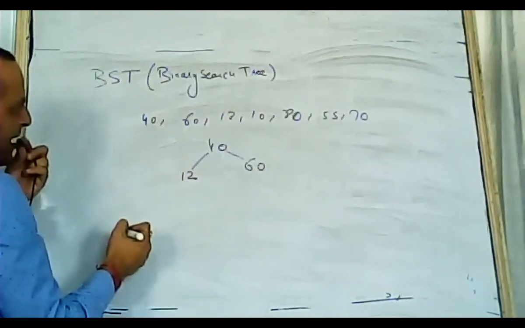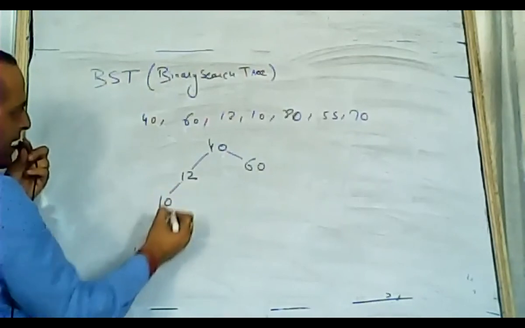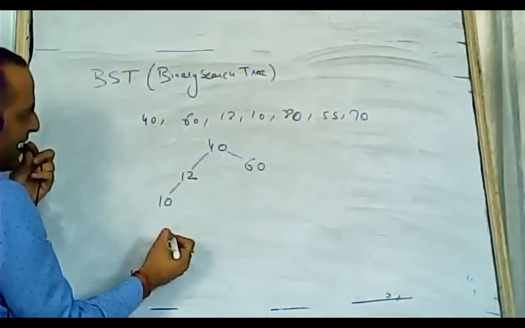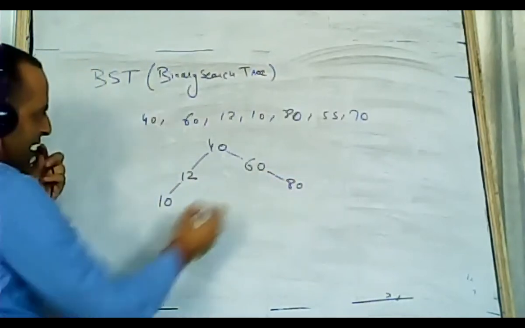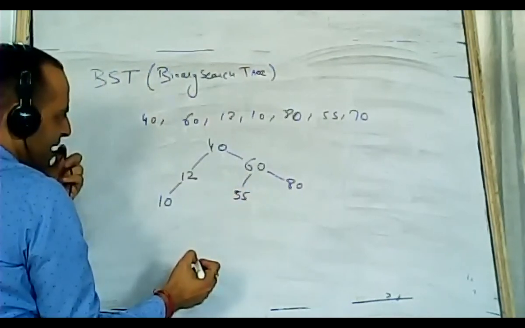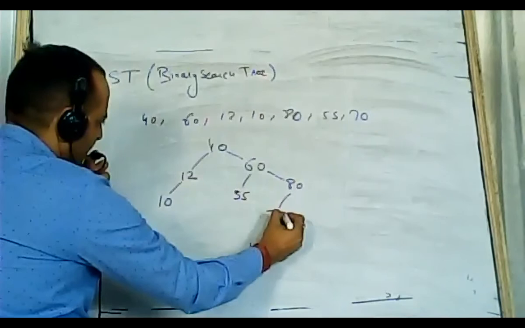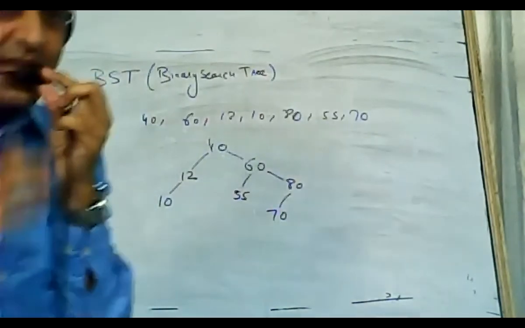Where will be 10? 10 is left of 12, at the left of 12. Where will be 80? Right of the 60. Where will be 55? Left of the 60. And where will be 70? 70 is left of 80. Left of 80. Is it easy?